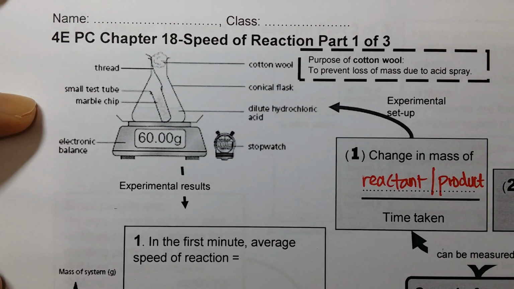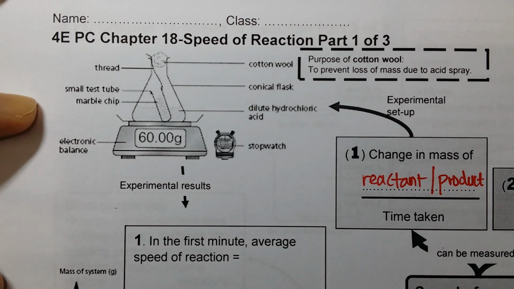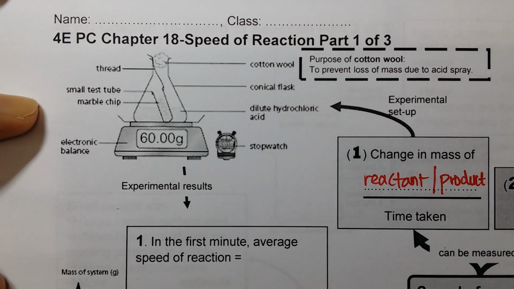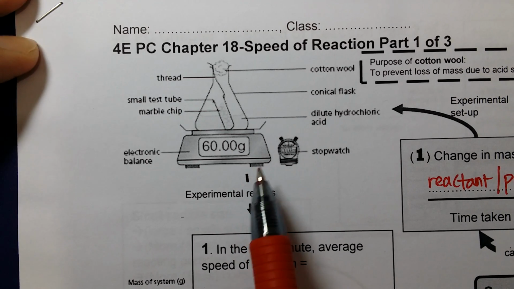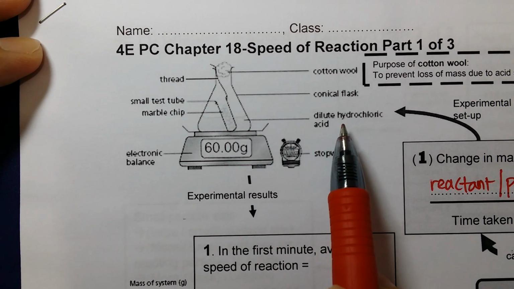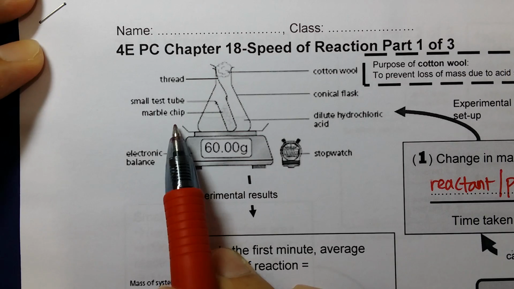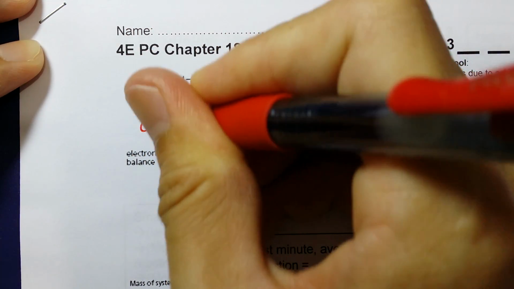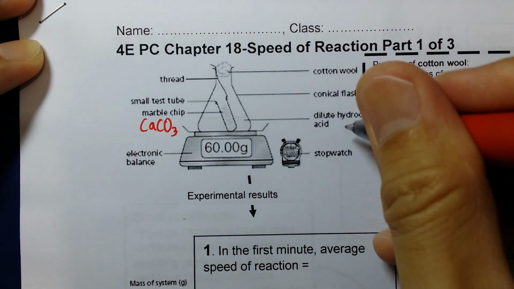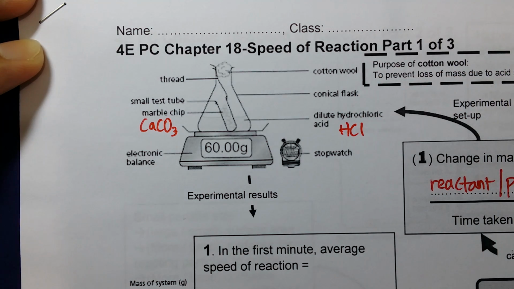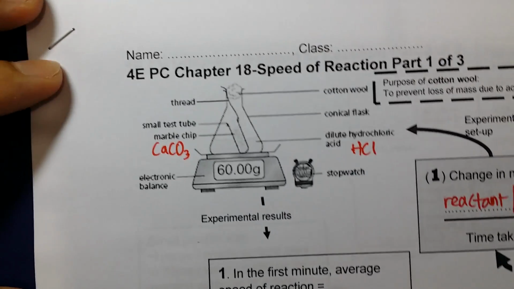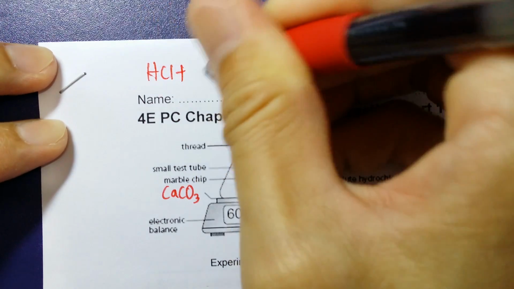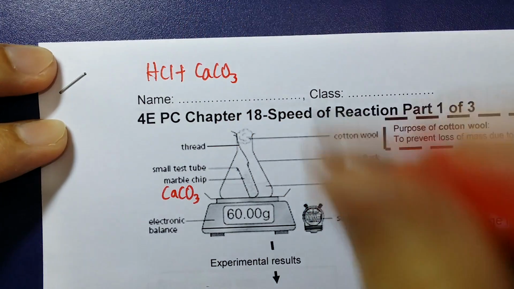Now, this is the experimental setup to measure the change of mass of the reactants per unit time. So this is a reaction between dilute hydrochloric acid and marble chip. The chemical formula of marble chip is calcium carbonate, and of course hydrochloric acid is HCl. You can actually write down the chemical equation, HCl plus calcium carbonate.